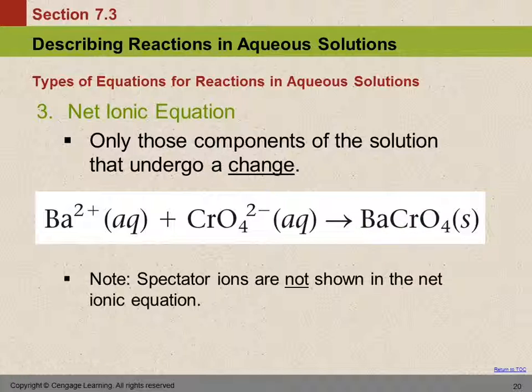So we don't show the spectator ions. We're only showing those things that actually undergo a change. The nitrate ions and the potassium ions were there, but they didn't actually undergo a chemical reaction. They are unchanged. The barium and the chromate underwent a change, a chemical change.